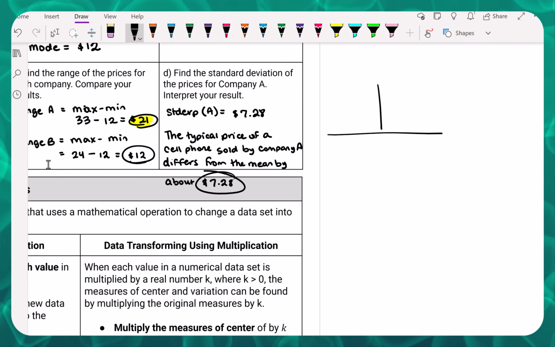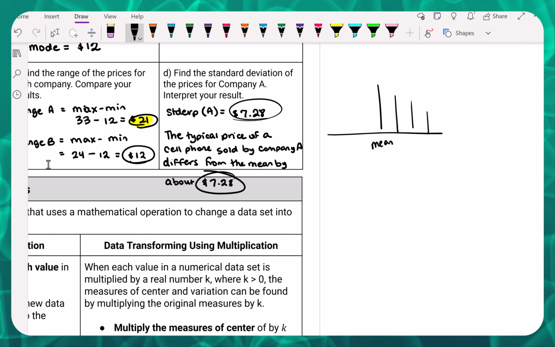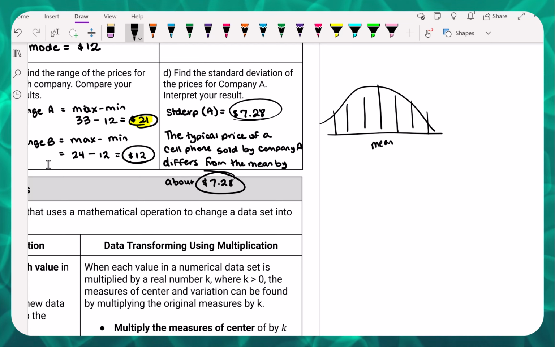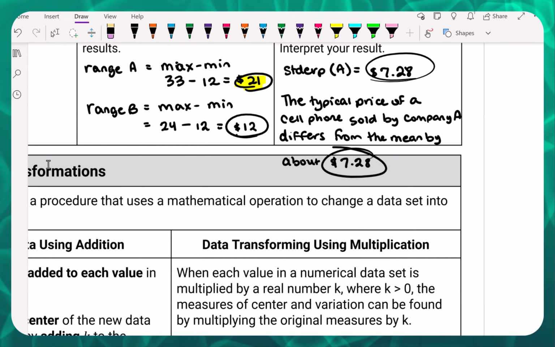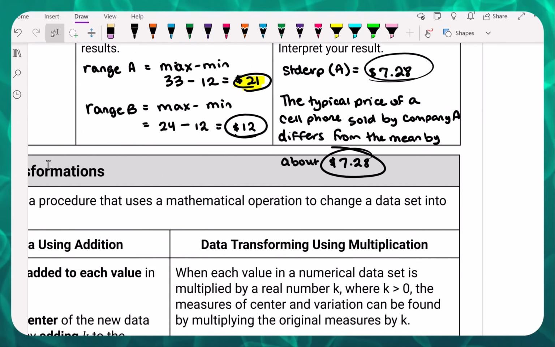So if you remember, standard deviation is how spread out the data is. So you always have the mean here in the middle of the data, assuming that it's symmetric. What you're going to do, the $7.28, you would add 7.28, add 7.28, add 7.28, and then take away, take away, take away, and then it's going to look something like that, unless your data is skewed. But I'm getting into things that are a little bit more complicated, but that's what that is. It is not a measure of center, it is a measure of variation.